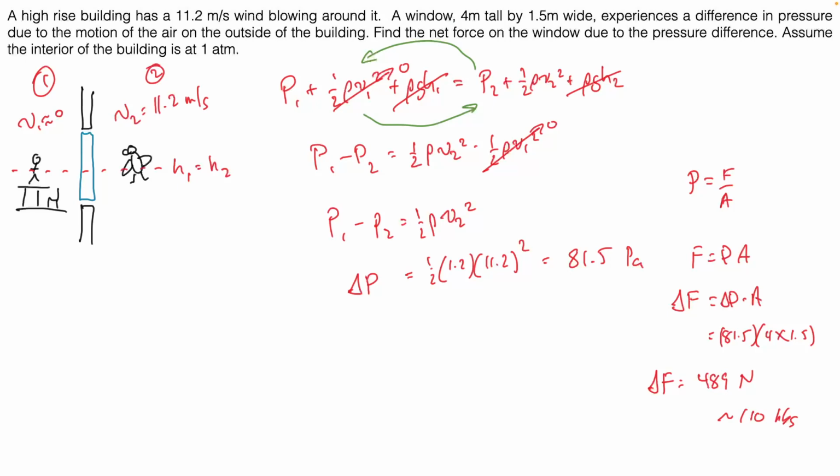Okay? So 110 pounds of force simply because the air is blowing at 11 meters per second, which is approximately like, was that 25, 27 miles per hour? Okay, so a fairly gusty day.